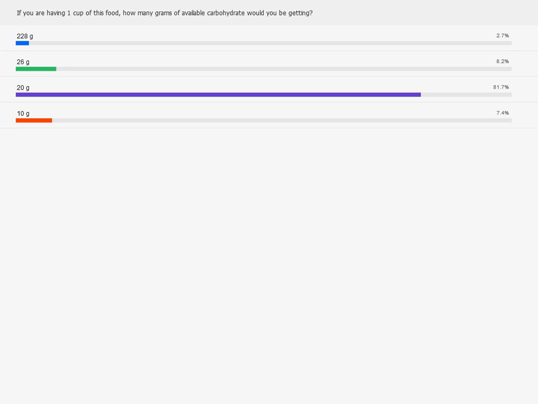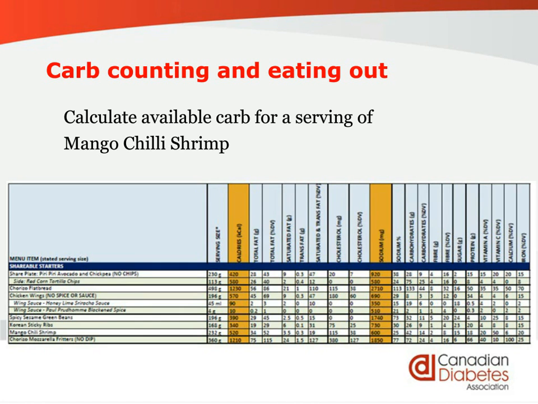All right, so another source of information for figuring out how much carbohydrate there is in food is to use websites. For example, if you're eating out, it's often difficult to figure out the carbohydrates, but thankfully some restaurants have all the nutrition information available either on their website, or the server may be able to give you a menu that they have in the restaurant.